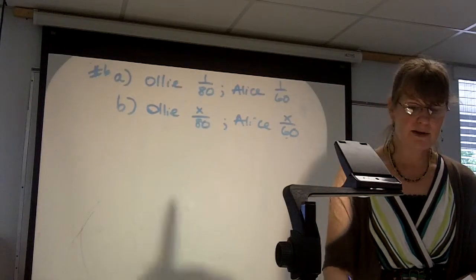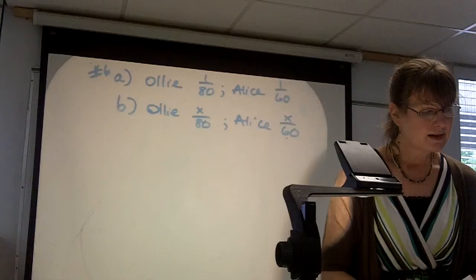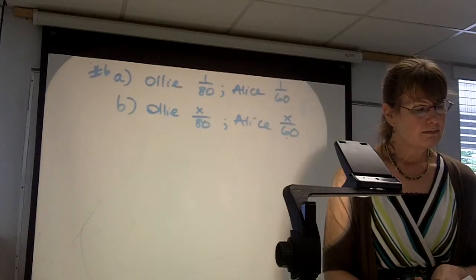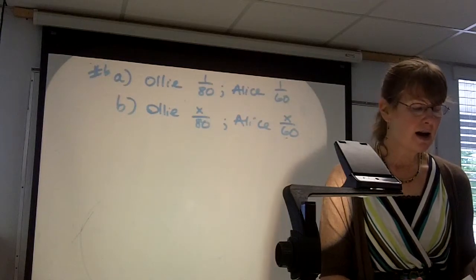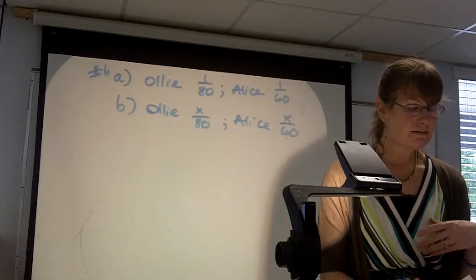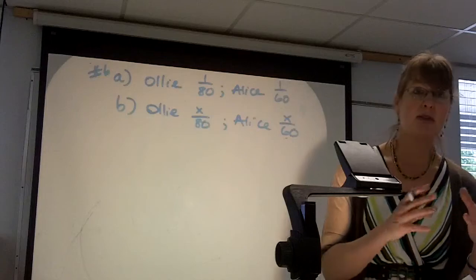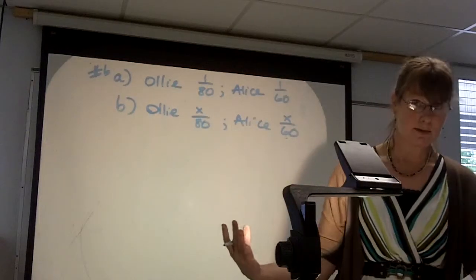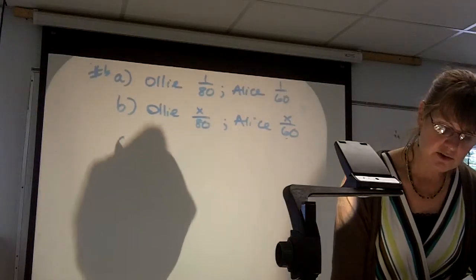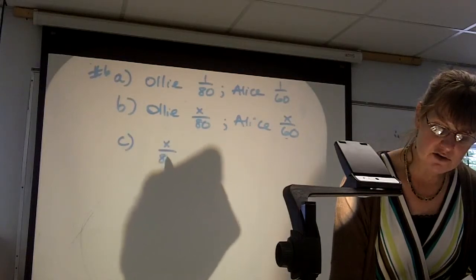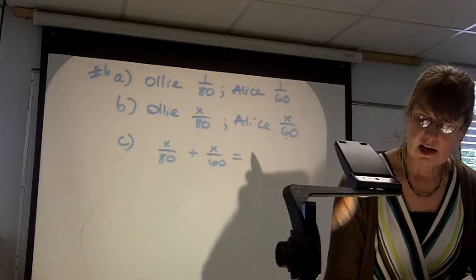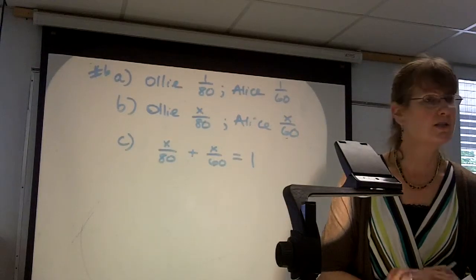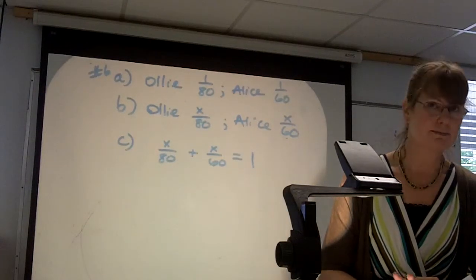Okay, now they want us to write an equation that expresses the fact that the sum of the two fractions of the job done by Ollie and Alice during the X minutes is 1. In other words, it equals one whole job done. So for letter C, you're simply writing X over 80 plus X over 60 equals 1. It just means one job is done.